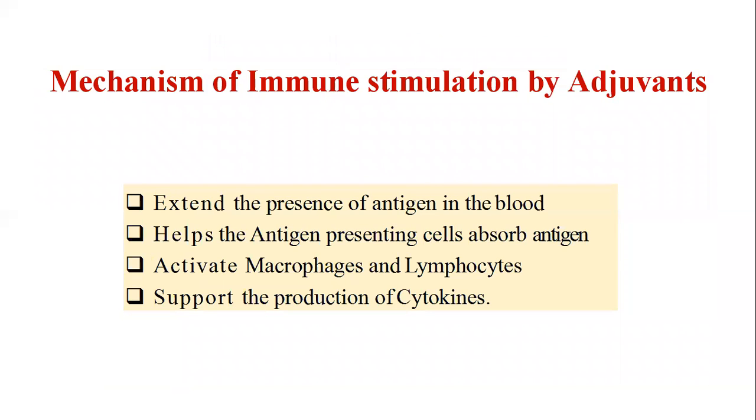Now, how are they functioning? What is the mechanism behind this immune stimulation by the adjuvant? There are four different types of mechanism. One is to extend the presence of antigen in the bloodstream, for sustained release of the antigen into the bloodstream of the host. Second is by boosting or helping the antigen presenting cells to absorb the antigen. Third is to activate the macrophages as well as the phagocytic cells and lymphocytes. And fourth is boosting the production of cytokines.